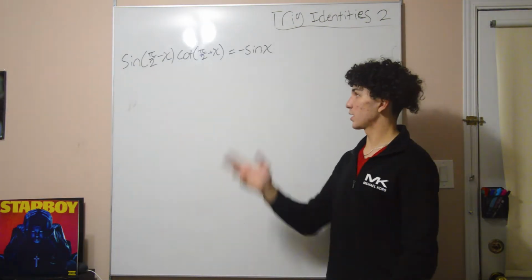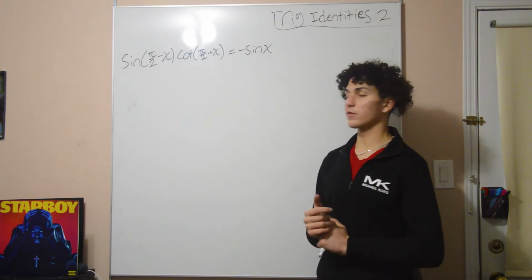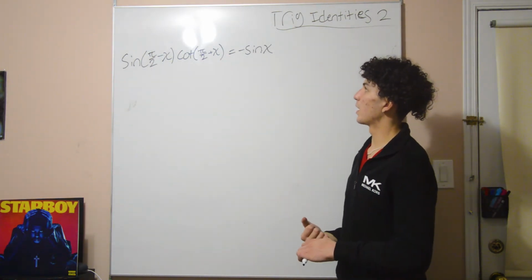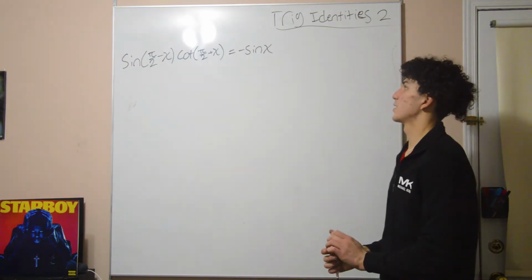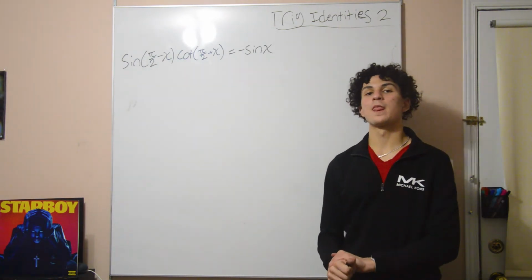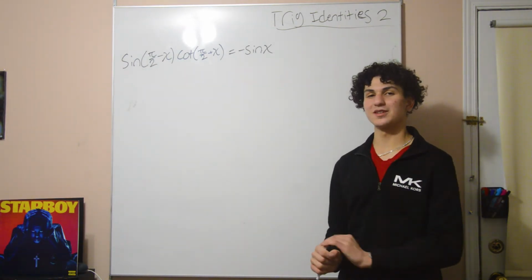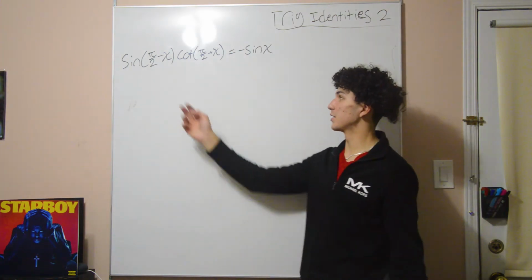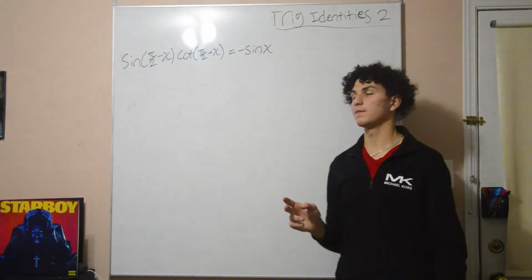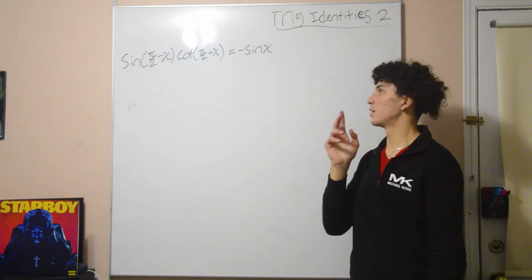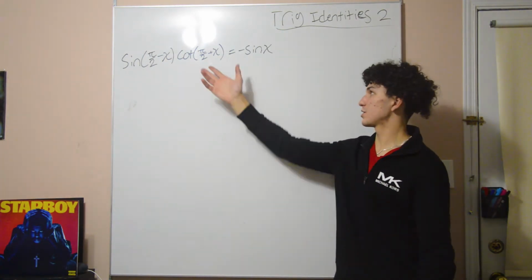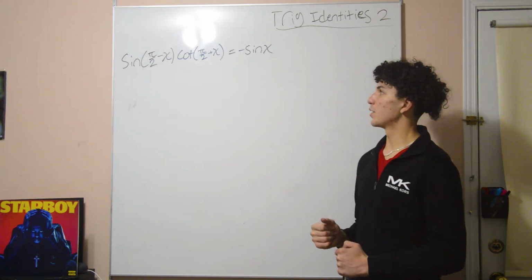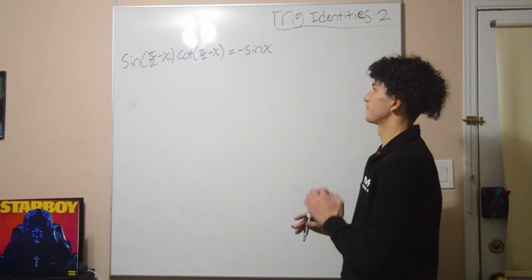All right, moving on to the next one. Sine of pi over 2 minus x times cotangent of pi over 2 plus x equals negative sine x. Now, this one, right away, you guys, once again, might be very inclined to expand and expand. And absolutely, you could do that. However, you don't know how to expand cotangent of that, but I'm sure you figure it out. It's not too hard. But here's the thing with this question.